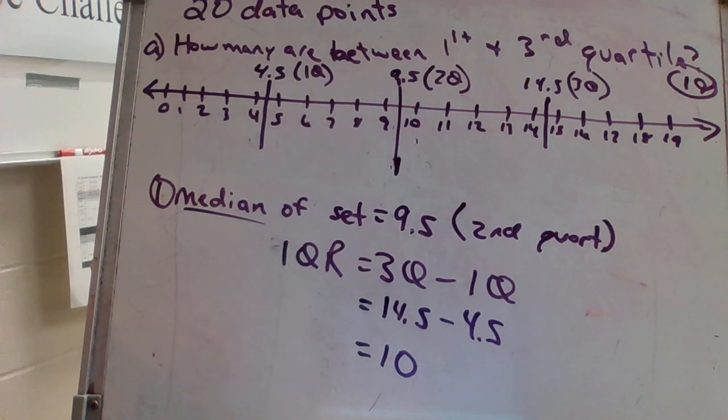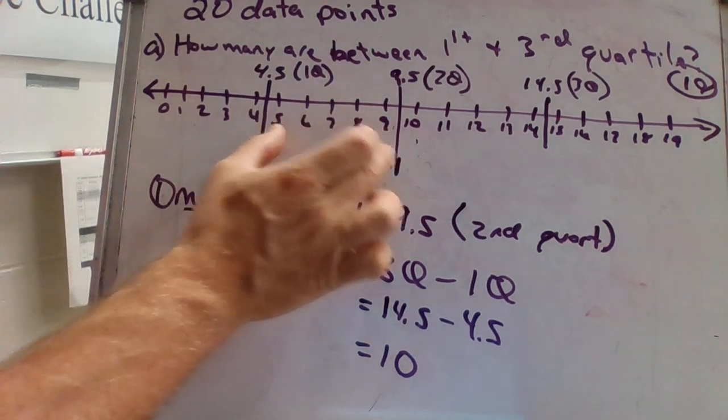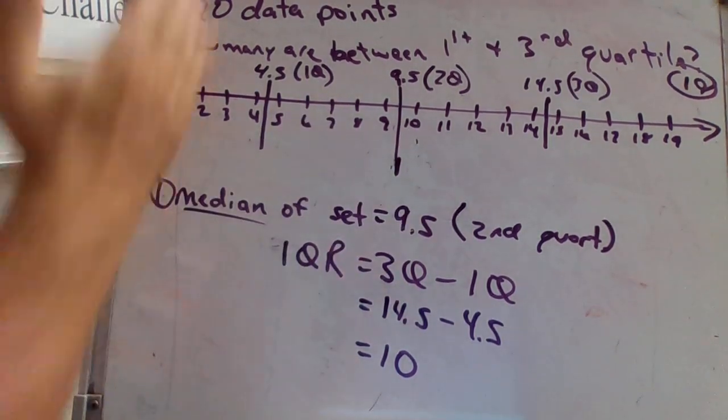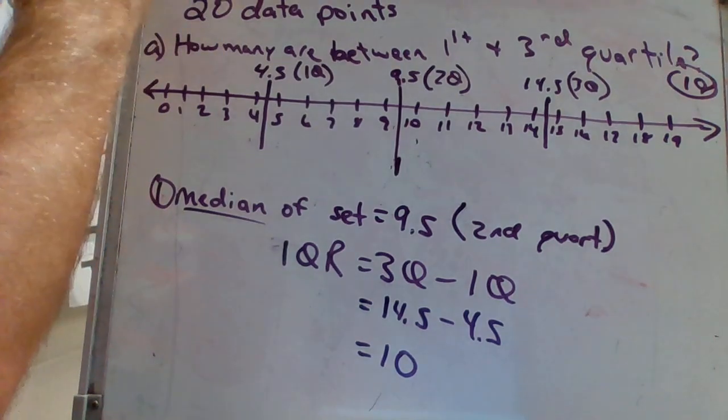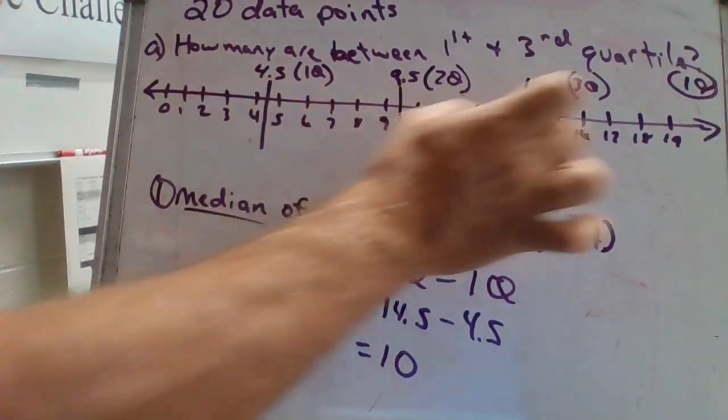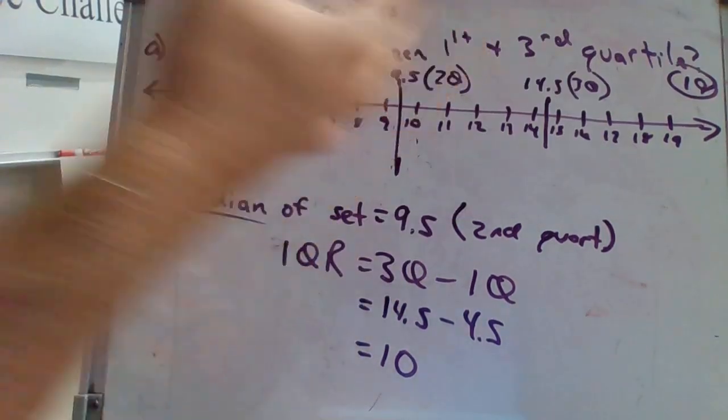Now, B, it says how many of the values in the set are between first quartile and median. Well, here's the median, here's the first quartile. So we got 5. So it's broken down into fourths. 5, 5, 5, 5 equals 20. 5, 10, 15, 20. So it kind of depends on how your data is set up.